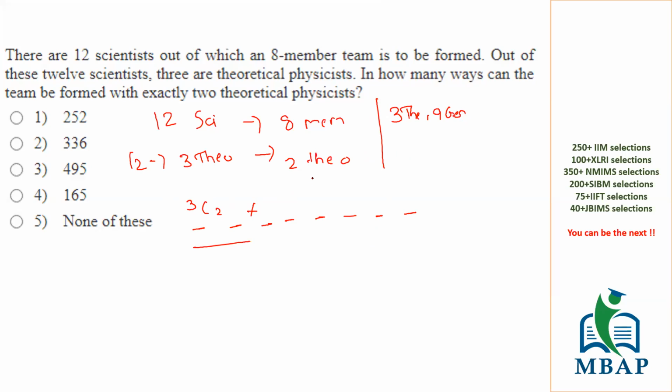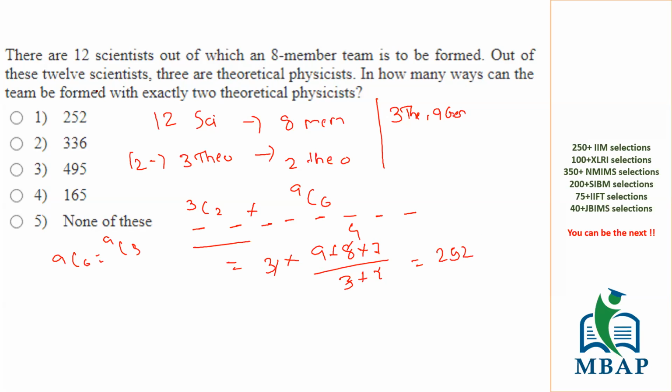And over here, how many people are left? Nine are left. And how many spaces are left? Six are left. So this will be done in 9C6 ways. So 3C2 is nothing but 3C1, which can be done in 3. 9C6 is nothing but 9C3. So you have 9 into 8 into 7 upon 3 into 2. So 3 ones are 3 here, 2 fours are 8. So 28 into 9 is 252. So Bhushan got it right, 252.